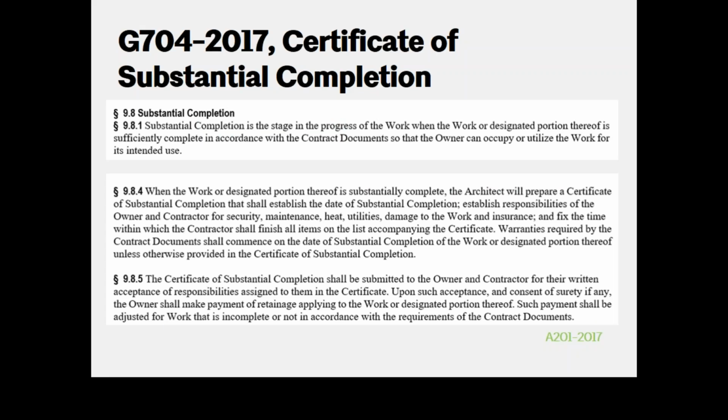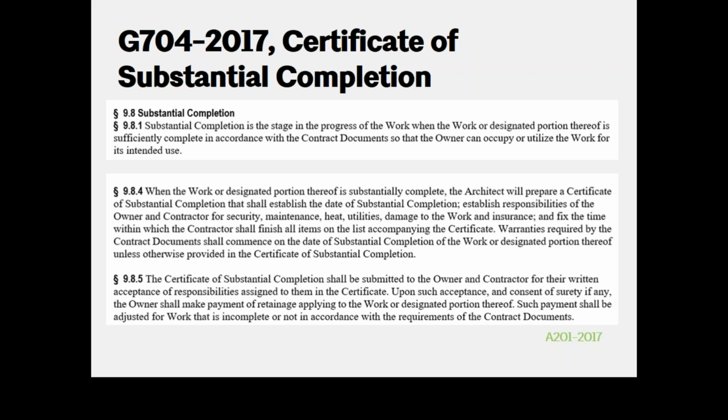Next, I'll talk a little bit about the G704 Certificate of Substantial Completion. This slide, I'm not going to read it. It is way too dense, but this is quoting from our A201 section that includes a good amount of detail about what substantial completion is and what needs to go into the certificate of substantial completion. And this is a reminder that all of our G-Series forms tie back to our owner-contractor or owner-architect agreement.